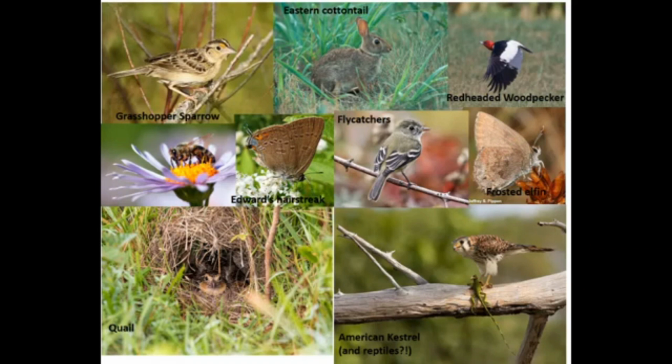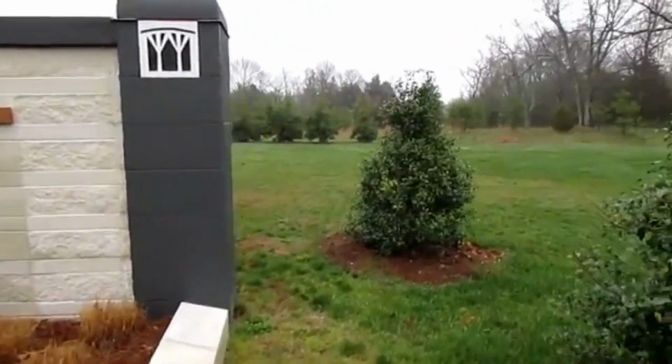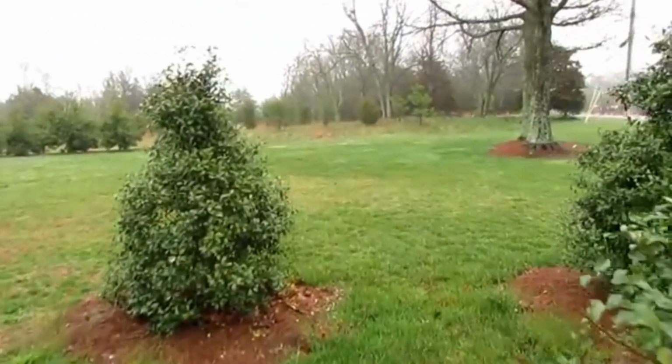In the quail picture, we can see that they build their nests from fallen down grasses as well. Okay. And finally, the American kestrel we can see here has hunted a lizard. He's very excited about that. All right, so now let's go back to Stockton.